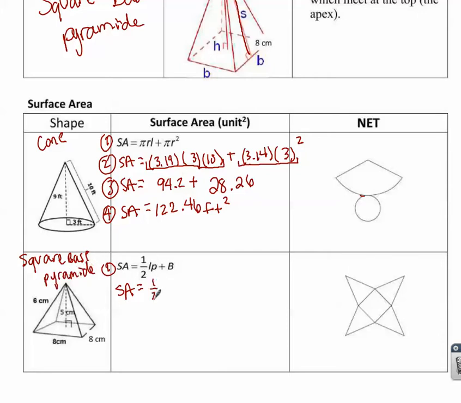Okay, 1/2 times your slant height, which is 6, times P. P stands for the perimeter. So the perimeter, P, is the perimeter of the base. So if my base is 8, and it is a square, 8 times 4 is going to give me 32. And then the capital B is the area of the base. So let's make a side note of that.